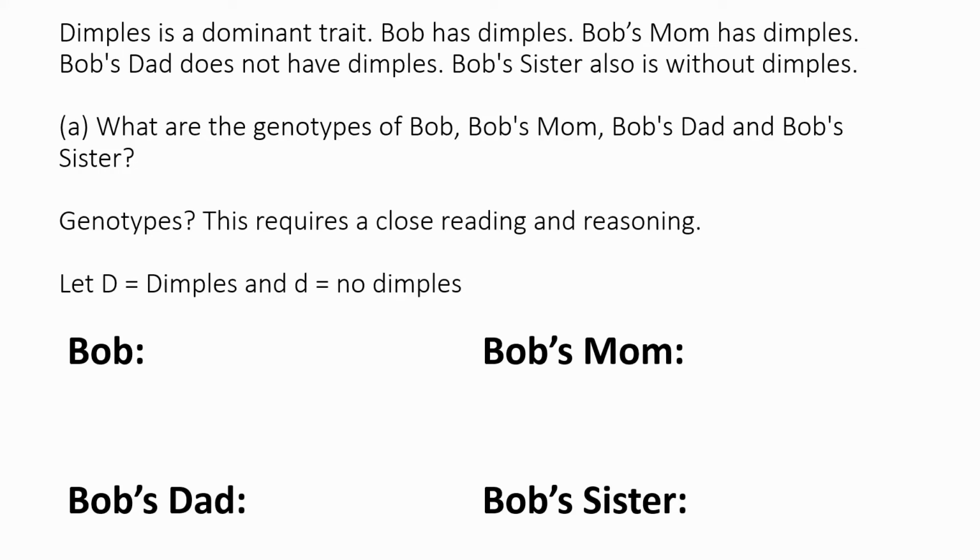But what we're going to do now is just read very closely. So dimples is a dominant trait. That's important to note because that'll shed light on what genotype someone has. Think about if someone has no dimples, that means they must be homozygous recessive. Anyways, with that in mind, let's keep reading. So dimples is a dominant trait. Cool. Bob has dimples. Okay, that's noteworthy. Bob has dimples. So what genotype would Bob be then?